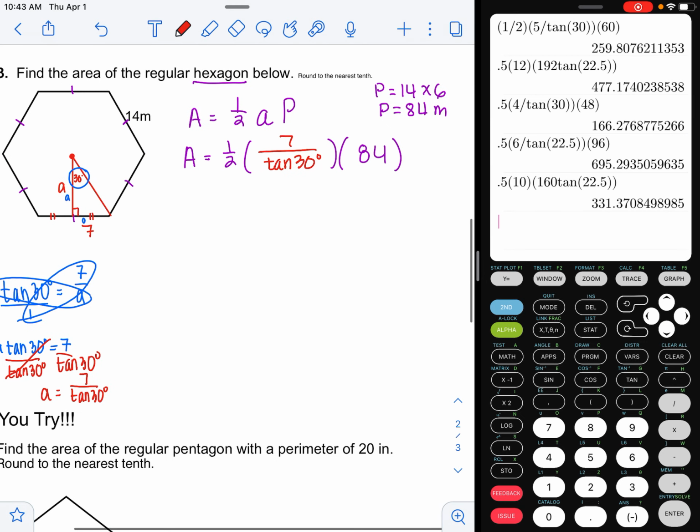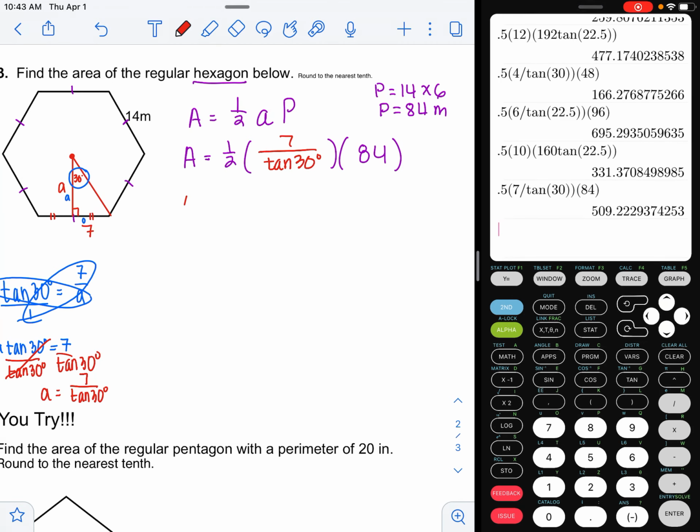And now I can put that in my calculator. So I'm going to do 0.5 parentheses, 7 divided by tangent of 30, close the parentheses, parentheses 84, close the parentheses, and enter. And I get the area of this hexagon is 509.2 meters squared.